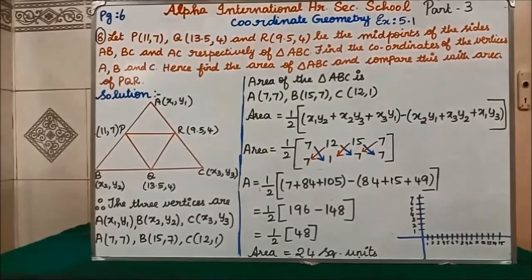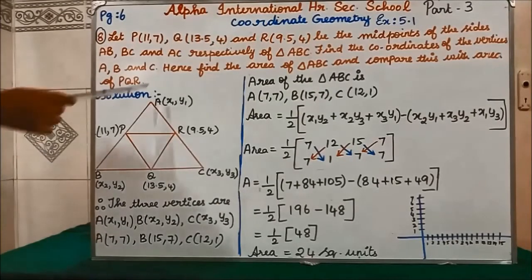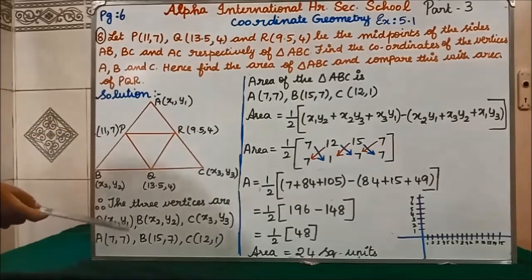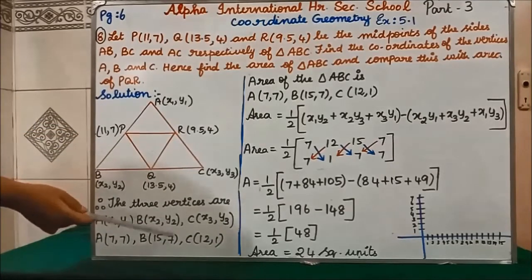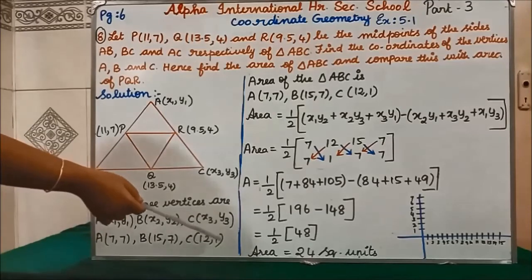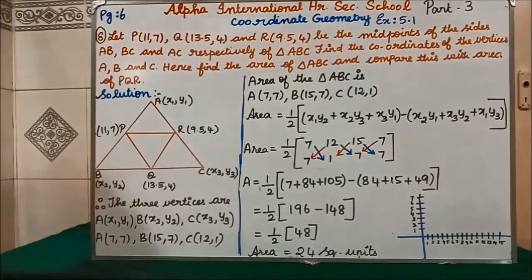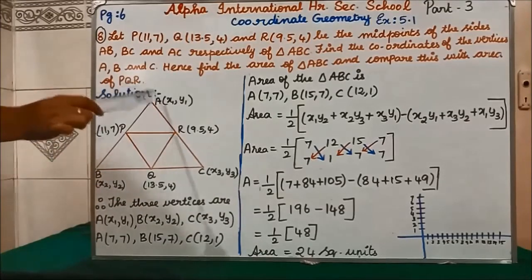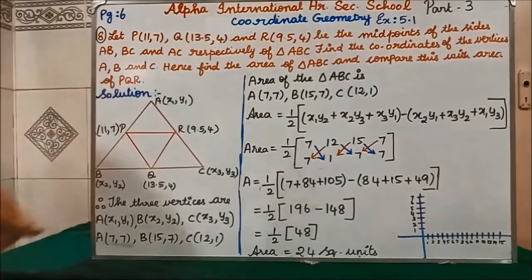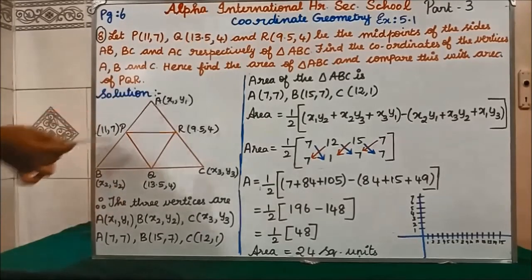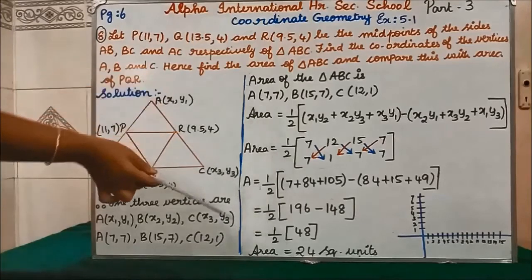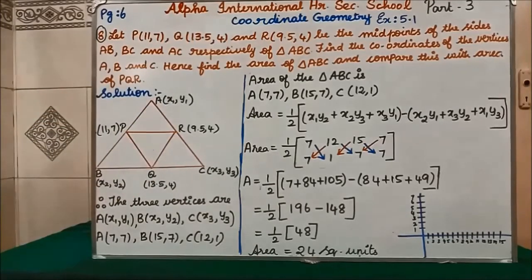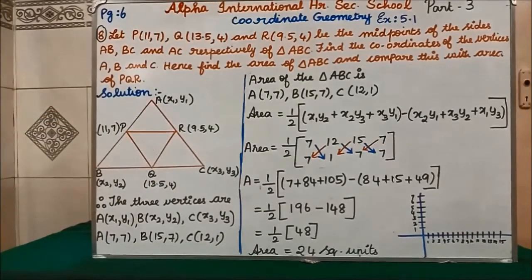Now we are in page number 6. We have found the 3 vertices of a triangle, isn't it? Triangle ABC. x1 is 7, y1 is 7, x2 is 15, y2 is 7, x3 is 12, y3 is 1 we have got. Now we are going to find the area of triangle, full triangle ABC. Okay, now we know all the x1, y1, x2, y2, x3, y3. Now we can find easily. How we did in exercise 5.1 first question.